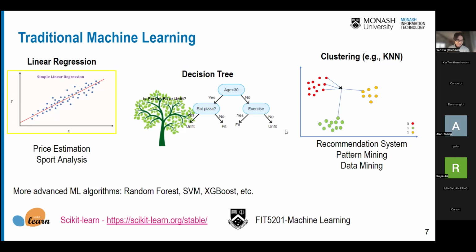And more advanced machine learning algorithms are available, such as random forest, which is an advanced version of the decision tree algorithm. And we have support vector machine and XGBoost. If you are interested in learning machine learning, I would recommend you check out the scikit-learn library. This is a Python library that you can use to start learning some basic material about machine learning.